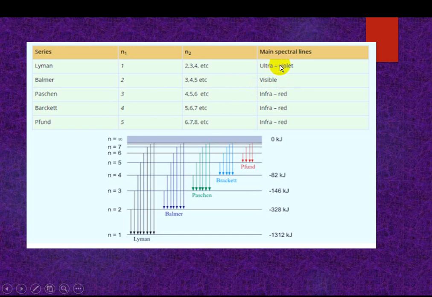In ultraviolet, we don't see this light. Infrared we don't see. We don't see X-rays, gamma rays, ultraviolet. Only the Balmer series we can see. These colors are seen in the Balmer series.